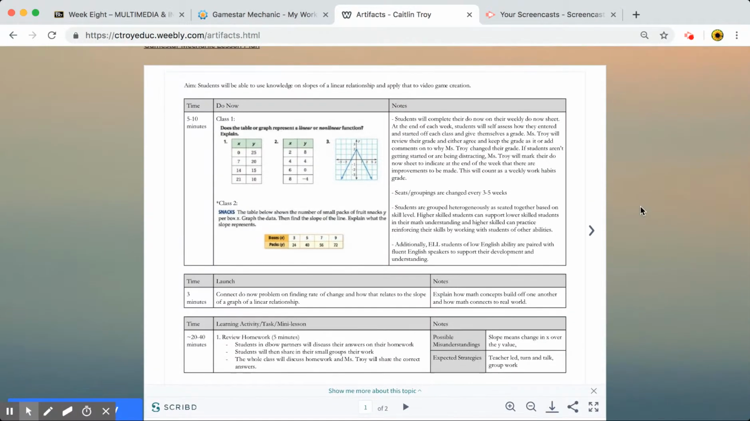So in my lesson, my aim, you can see right here, is students will be able to use knowledge on slopes of a linear relationship and apply that to video game creation.